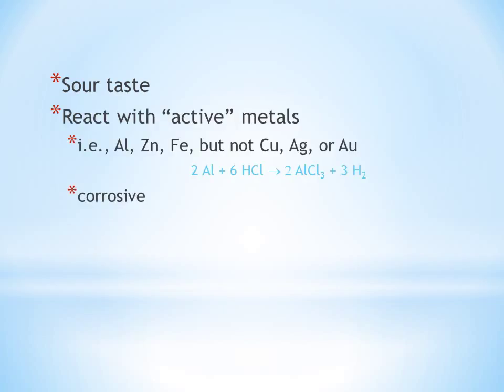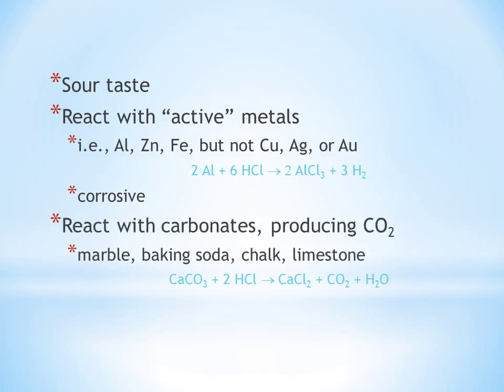Now, acids have certain characteristics that we use to identify them. They are sour in taste, and they tend to react with active metals, and by active metals, we mean aluminum, zinc, and iron. They're slow to react with, say, copper, silver, or gold, and they're also very corrosive. They will react with carbonates to form carbon dioxide, so you'll see acids reacting with baking soda, limestone, marble, or chalk.